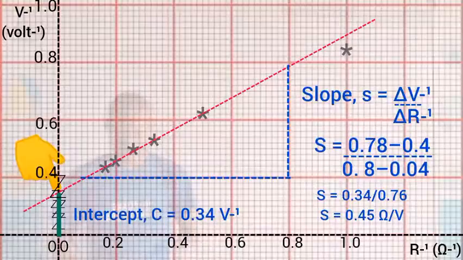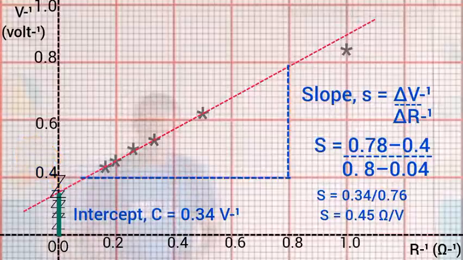Is that okay? So we have the intercept C to be equal to 0.34 per volt. Okay, so we have obtained the slope and the intercept of this graph, which is based on the experimental verification of Ohm's law.